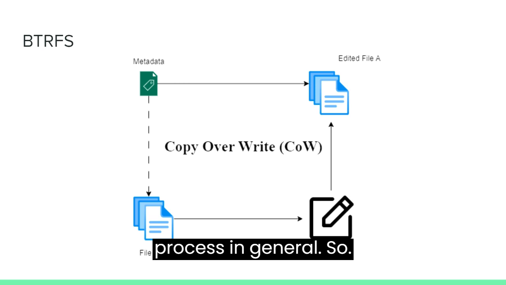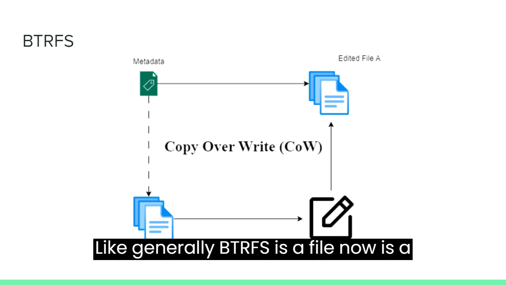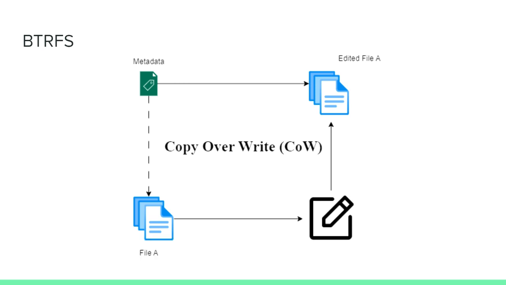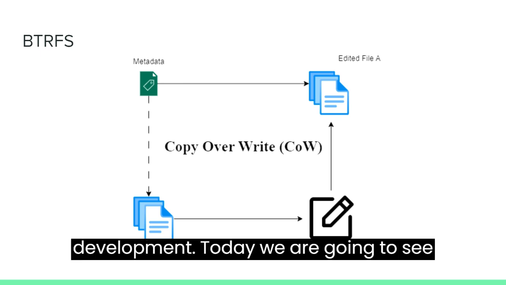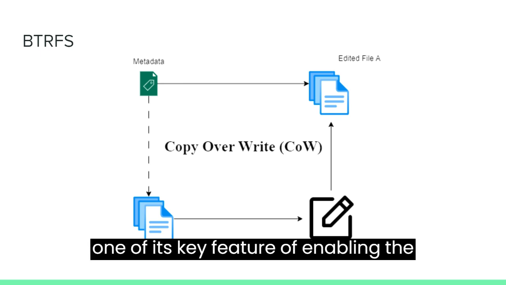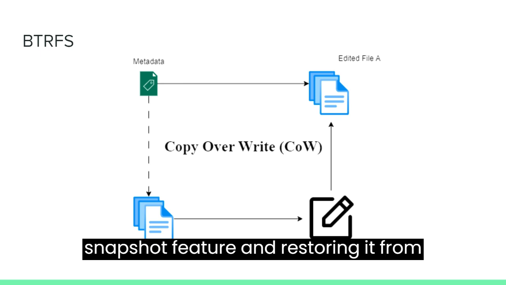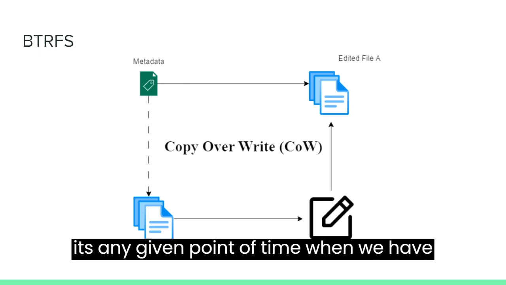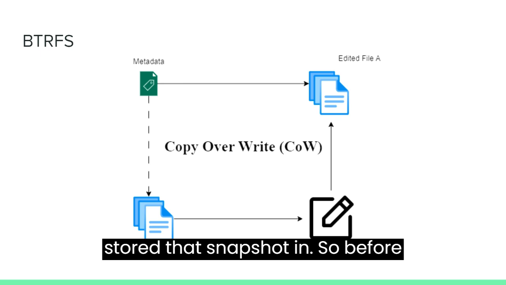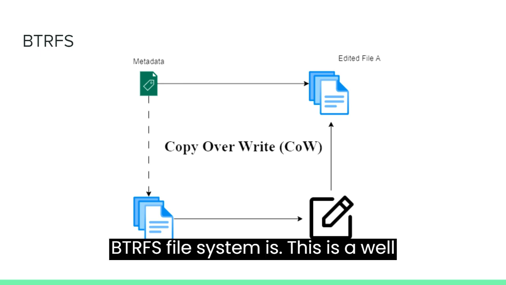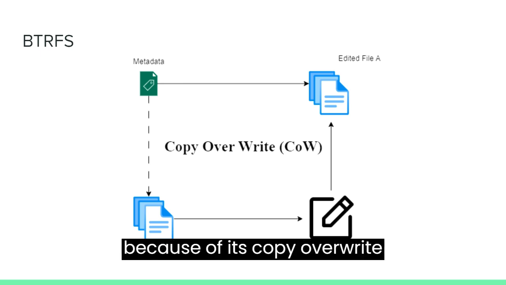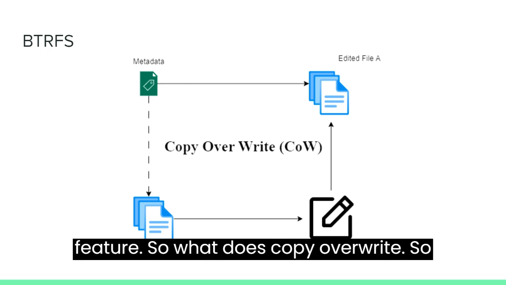in Gentoo. So generally, BTRFS is a type of file system which is recently developed and still is under development. Today we are going to see one of its key features, enabling the snapshot feature and restoring from any given point of time when we have stored that snapshot. Before proceeding, a bit of background: BTRFS is a well-known file system which is popular because of its copy-on-write feature.